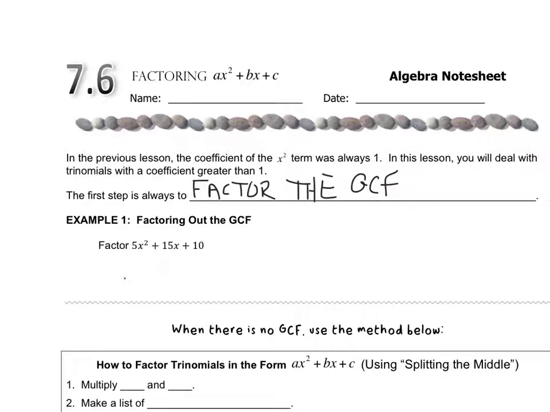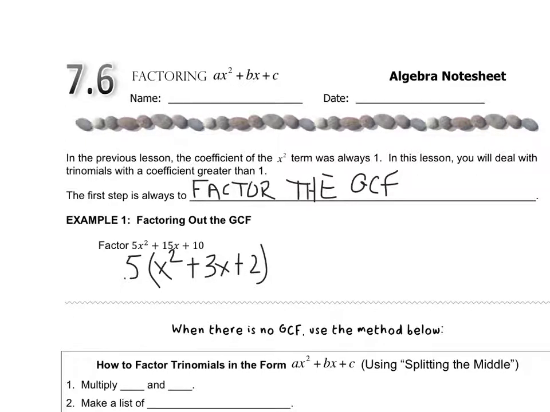What you want to do is look for a common monomial, a mixture of numbers and variables, that is in all of the terms, and it has to be in all of the terms. So if I look through 5x squared and a 15x and a 10, there aren't any variables that go through all three terms because the 10 does not have a variable. However, the number 5 is in common to all three terms. So if I remove the 5, 5x squared divided by 5 is x squared, 15x divided by 5 is 3x, 10 divided by 5 is 2.